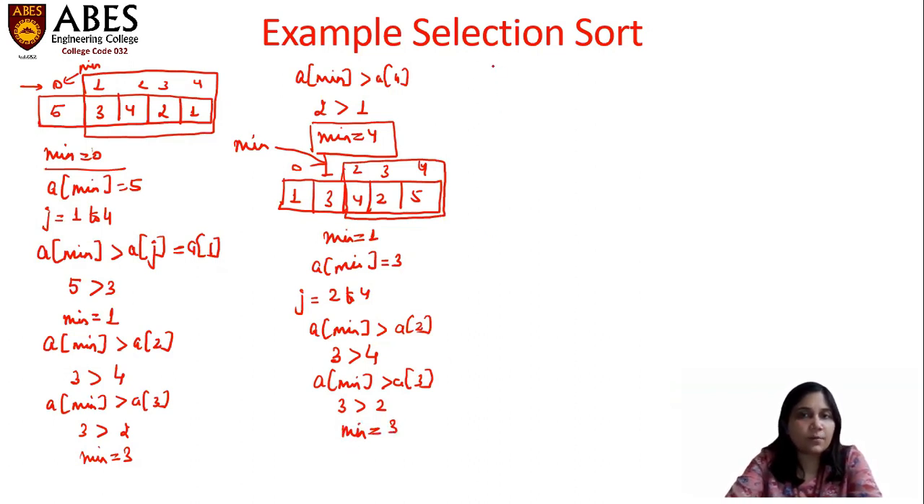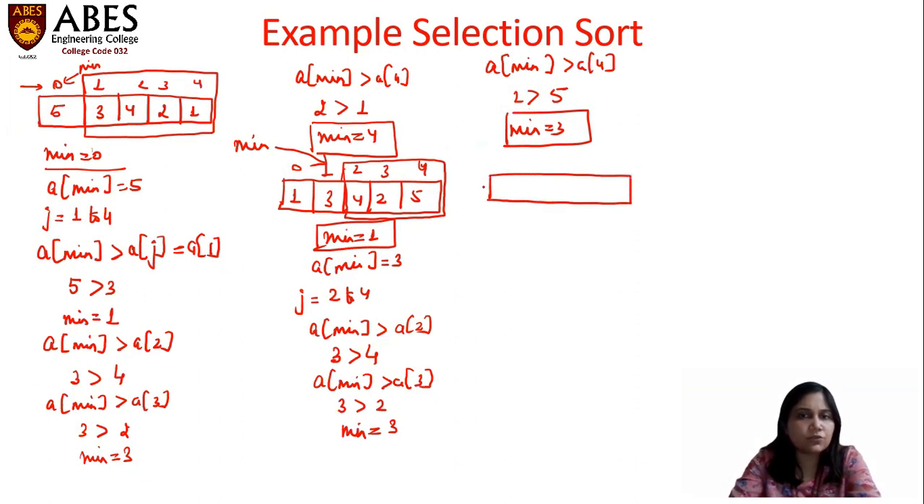Again, if I'll go from here, A of min is greater than A of 4 because the loop will run up to 4th, last index. A of min is A of 3 is 2 is greater than 5. Condition is false, so there is no need to change the minimum. Minimum will remain at the 3rd index. Now you can see that we have started with minimum equals to 1, but now I have found out that my minimum value in this array is at the 3rd index. So what will happen? I just need to swap these two values. So how my array will look like? It looks like this. And 5. 0, 1, 2 and 3, 4.